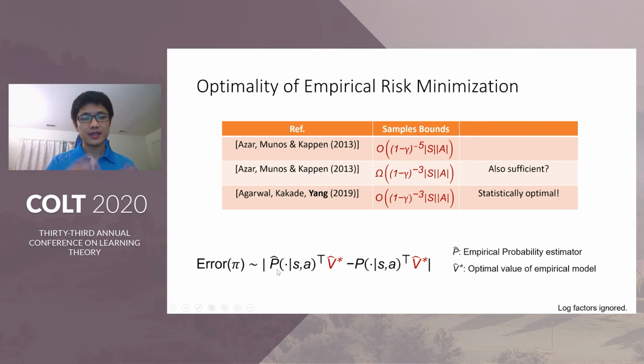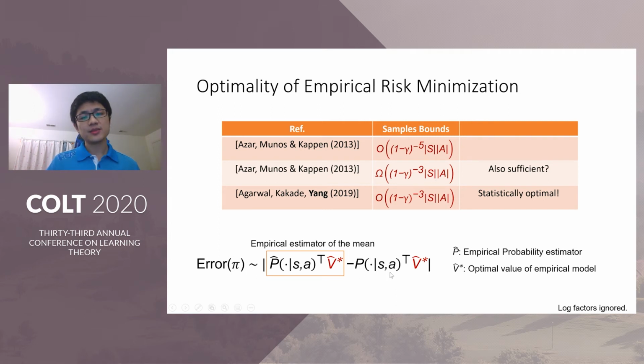As you can see, this equation is the inner product with the value function. This p hat is the empirical model, the empirical probability that we constructed using the samples. So it's the inner product of the empirical probability with v hat, which is the optimal value function of the empirical model, minus the same vector's inner product with the true probability transition. As you can see, this quantity is reminiscent of concentration inequalities, like the Hoeffding inequality or Bernstein inequality.